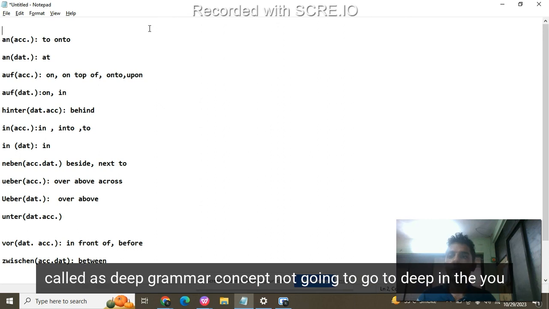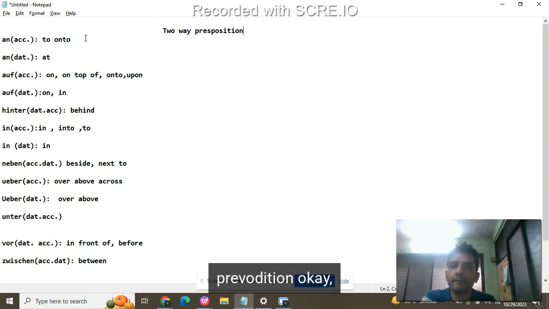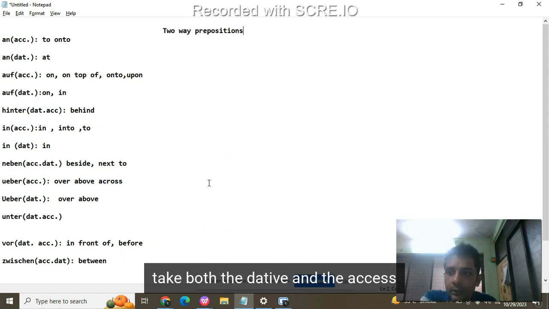These are called two-way prepositions. It is a deep grammar concept, and I'm not going to go too deep into the grammar. We don't need that much grammar in natural language. So the two-way prepositions take both the dative and the accusative form.